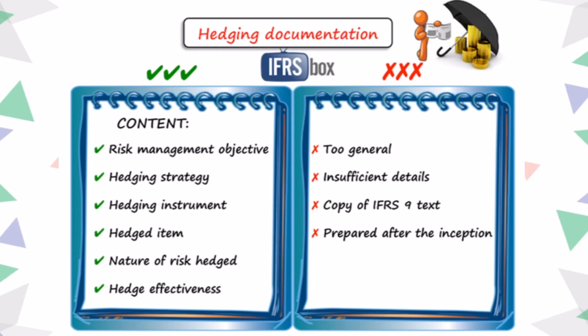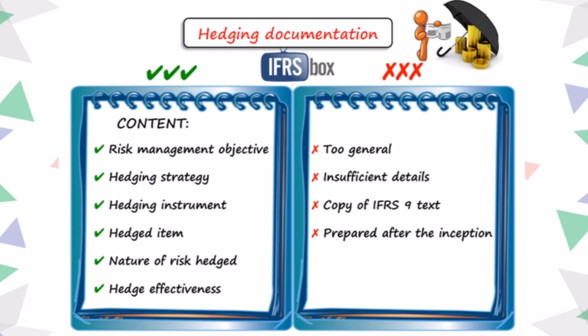Okay, now what we can see in the slide is hedging documentation. What is the content in the hedging documentation? From the slide, the content of hedging documentation is that the company needs to prepare the risk management objective, hedging strategy, hedging instrument, hedge item, nature of risk hedged, and hedge effectiveness. The company also needs to avoid documentation which is too general and puts insufficient details.